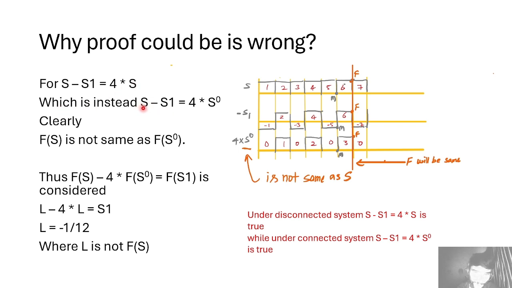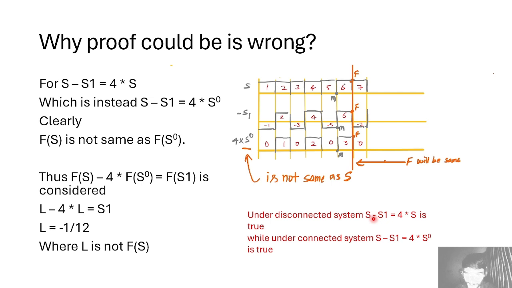Actually, it's in this form: S minus S1 equals 4 times S0. Okay, so it's not the same, because F sum of S is not the same as F sum of S0 when considering the connected system. Thus, F sum of S minus 4 F sum of S0, you just rearrange the equation, is equal to this. According to Ramanujan, these two things are the same, so he takes them as L. So L minus 4L is equal to S1, so L is minus 1 by 12, which is not F sum. Clearly, you see L is not F sum.